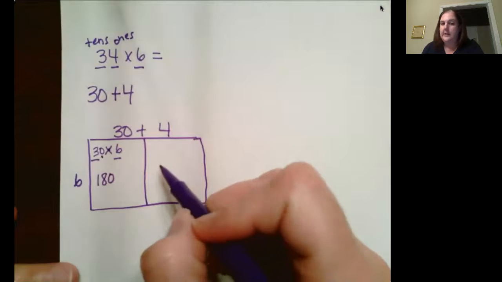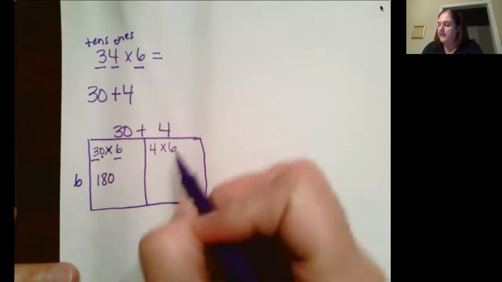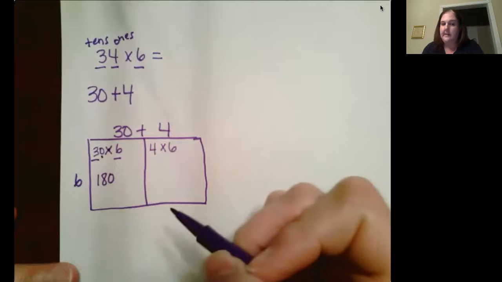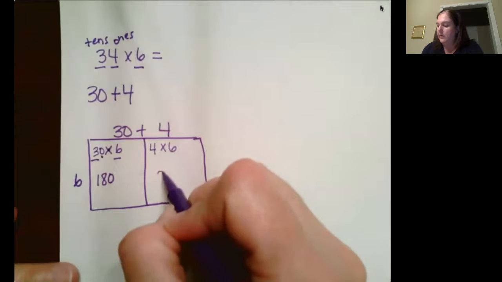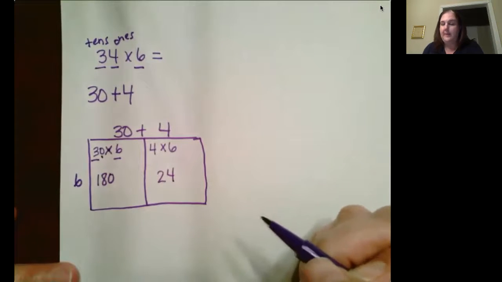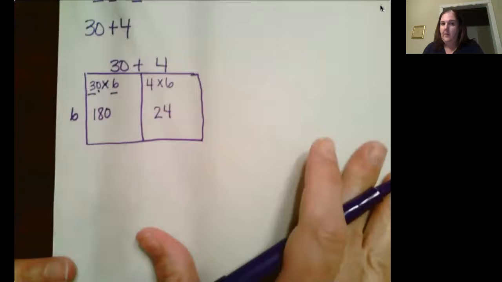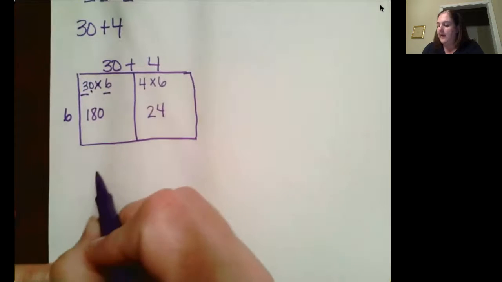Now, here's the next box. 4 goes on top, times 6, which is out to the side, 4 times 6. So 4, 8, 12, 16, 20, 24. So 4 times 6 is 24. What's our next step? You got it, we got to add it.